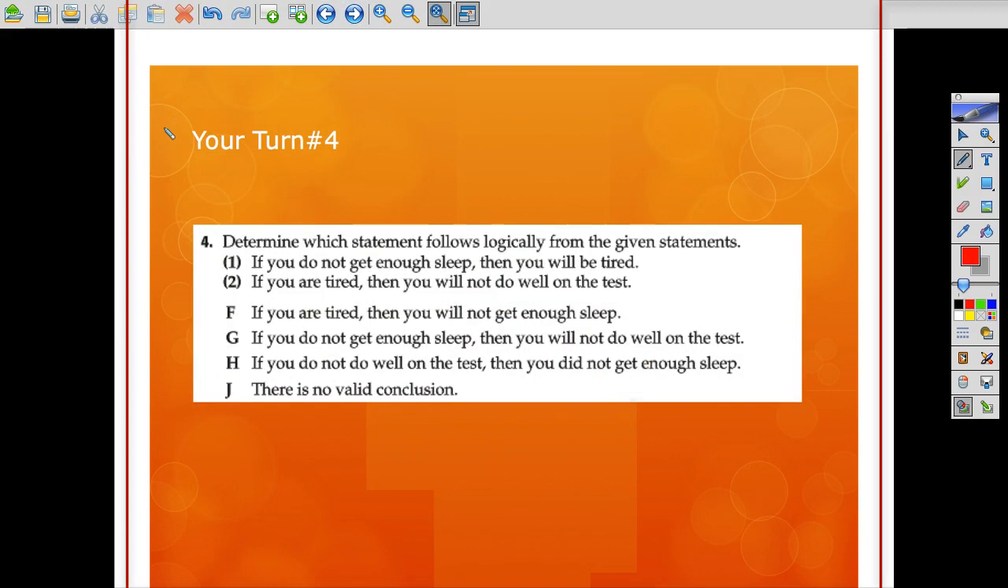All right, so here's your turn. Number 4, determine which statement follows logically from the given statements. If you do not get enough sleep, then you will be tired. If you are tired, then you will not do well on the test. So which one of these is the correct answer?